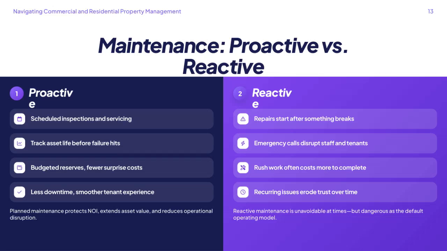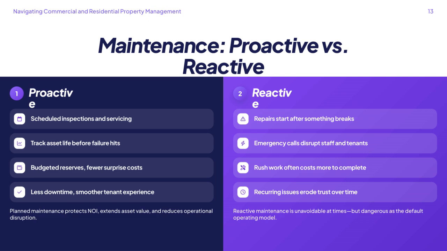When we look at maintenance, there are two main approaches to consider: proactive and reactive. Proactive maintenance involves scheduled inspections and servicing, which allows us to monitor asset life and address issues before they become serious problems. This approach helps us set aside budgeted reserves, reducing unexpected costs and minimizing downtime. As a result, tenants enjoy a smoother experience, and the property's net operating income is protected. Proactive maintenance also helps extend the asset's value and keeps operations running smoothly without disruption.